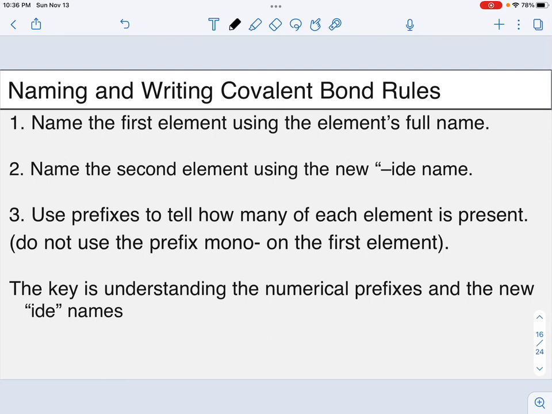Number 3, once you have your 2 names, then you add prefixes to show how many atoms of each element are present. But don't forget that you do not use the prefix mono on the first element. The real key to writing and naming covalent bonds is understanding the numerical prefixes in the new ide names.